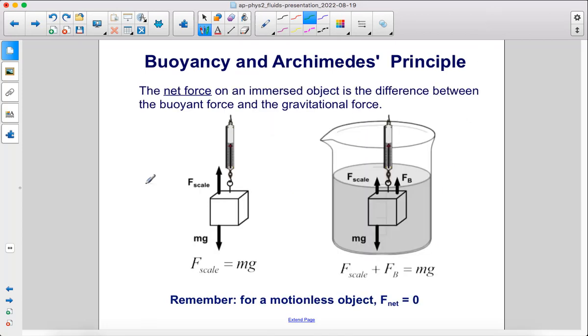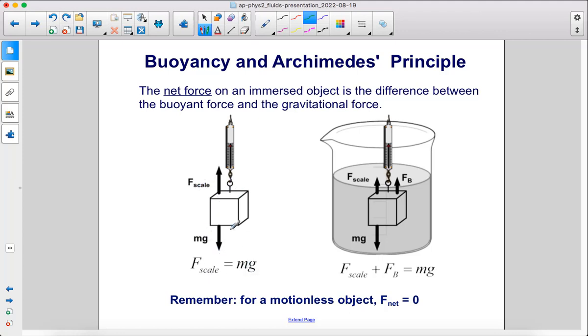The net force on an immersed object is the difference between the buoyant force and the gravitational force. So here, if we hang a cube made of a material from a spring and it's stationary, we know that the force exerted by the spring on the object must be opposite and equal to the force due to the gravitational pull of Earth, right? So F scale equals mg, the weight of the object.